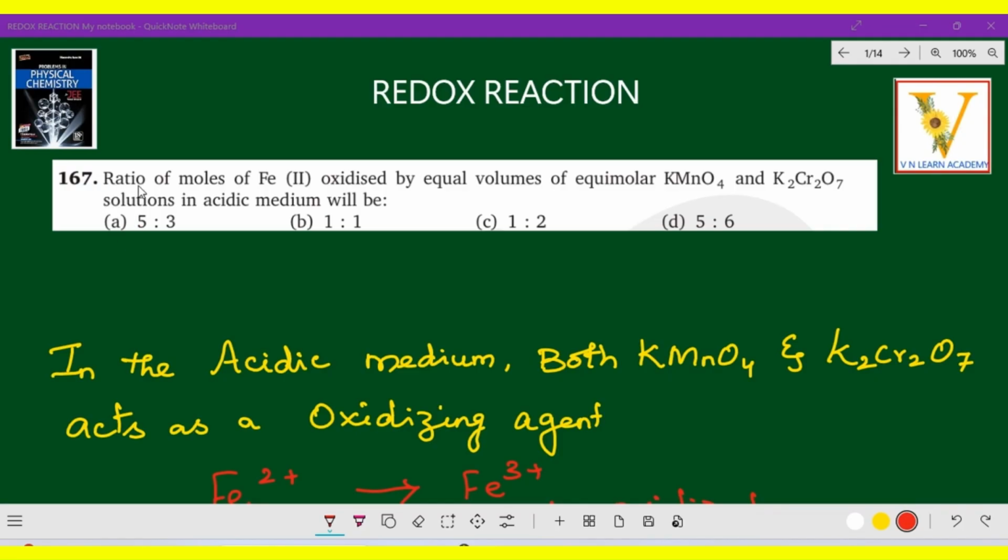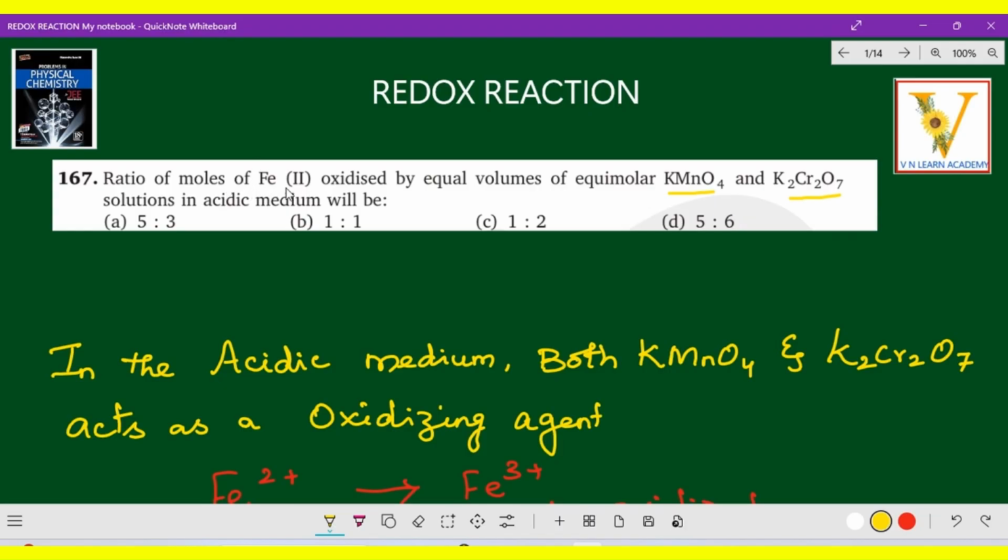In that, the first question: the ratio of moles of iron 2 oxidized by equal volumes of equimolar KMnO4 and K2Cr2O7 solution in acidic medium will be. Right now, in the question it is very clearly mentioned that they are asking about the ratio of moles of iron 2 oxidized by equal volumes of equimolar KMnO4 and K2Cr2O7. So here, KMnO4 moles and K2Cr2O7 moles, how many moles does it have? That means the number of moles, the number of electrons change. They are asking about the ratios of the N factor.